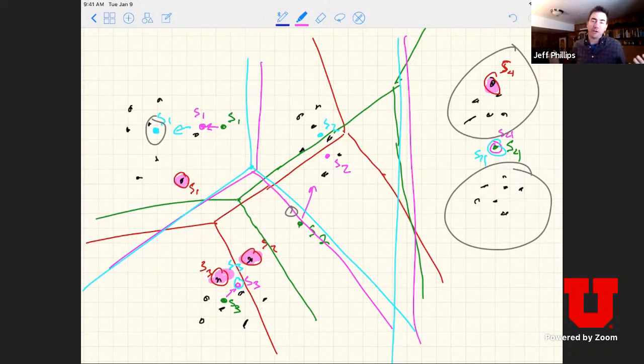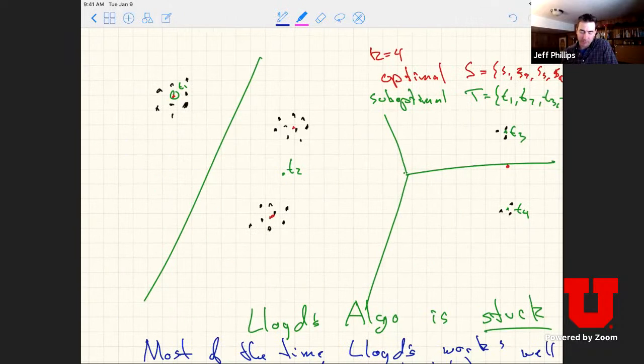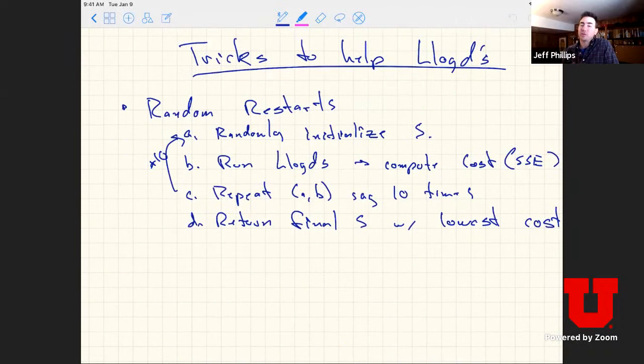So if you don't know any better, you can run this a bunch of times, and if it seems fairly stable, then that's good. I can stop. If I'm getting a lot of variation, I might keep running until I keep getting a low cost over and over again, or I might just say I'm going to run it 10 times, right? And this will often help me get to the right solution. Not always. It's not guaranteed.